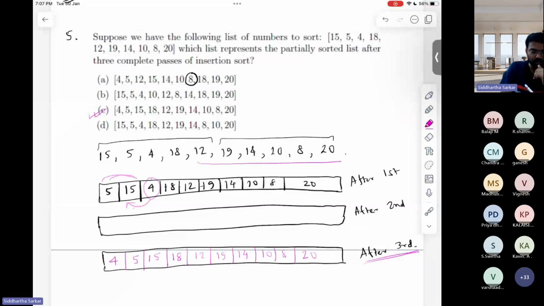So 4 comes here, 15 is here, and then 4 is again compared with 5. Then it realizes that 4 is even smaller than 5, so 5 should also be swapped with 4. So now finally 4 comes first, followed by 5, followed by 15. So it achieves this property that the first 3 elements among themselves are sorted. The rest of the things are as they are.